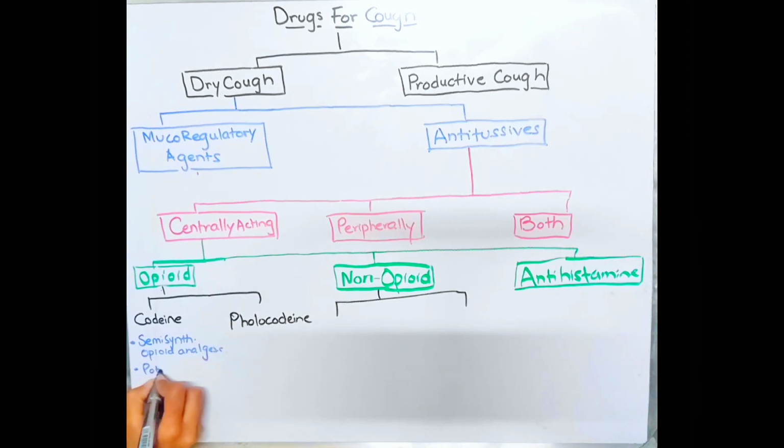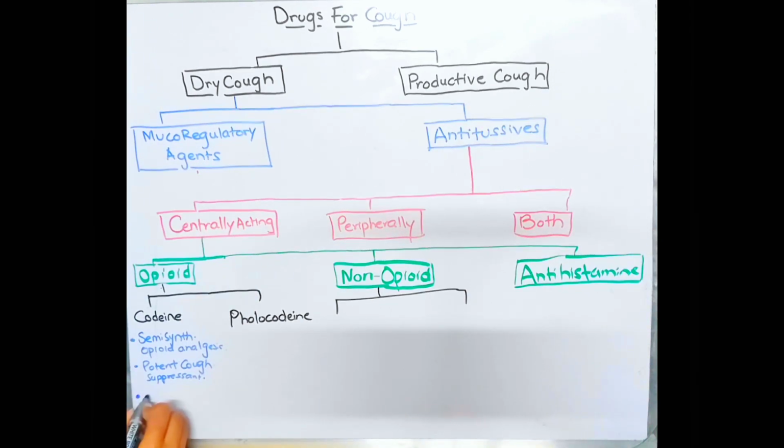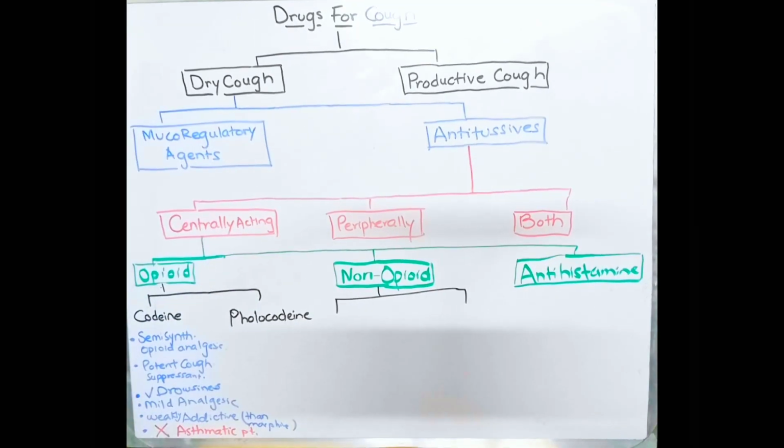Codeine is a semisynthetic opioid and analgesic, and it is a potent cough suppressant and can cause drowsiness. It has mild analgesic actions and is weakly addictive as opposed to morphine. And as it can trigger asthma, it shouldn't be used in asthmatic patients.